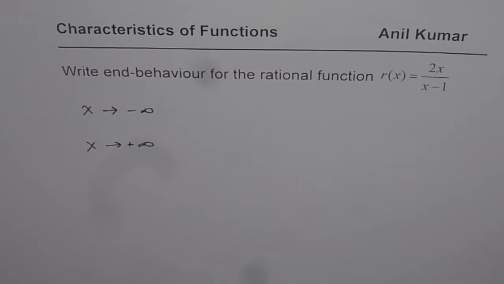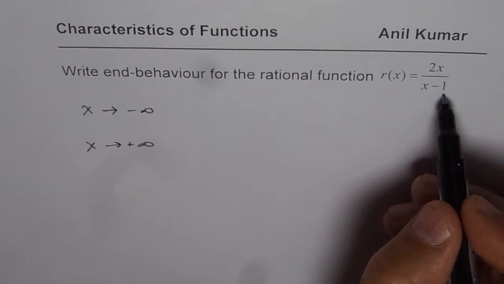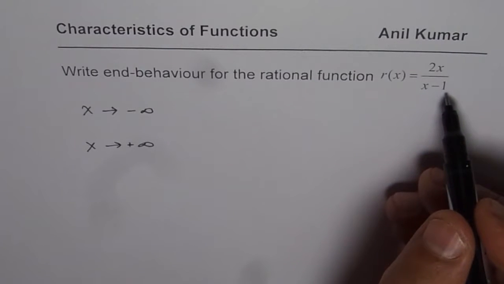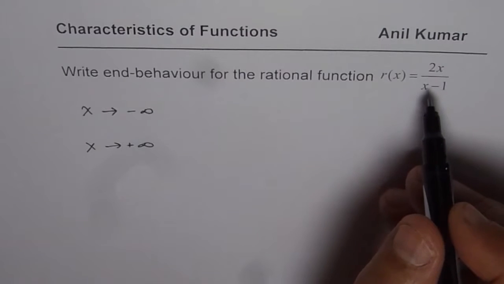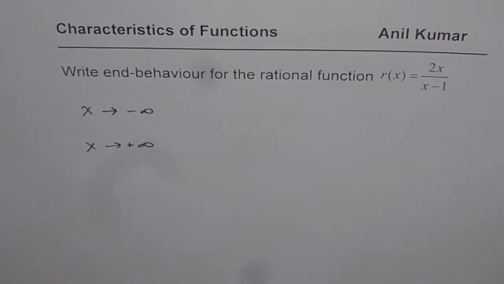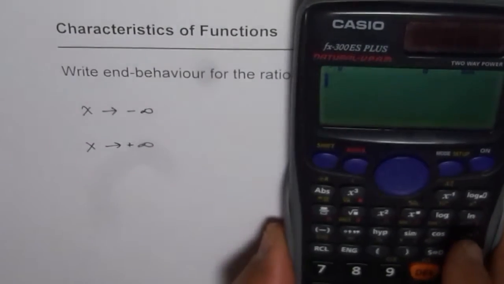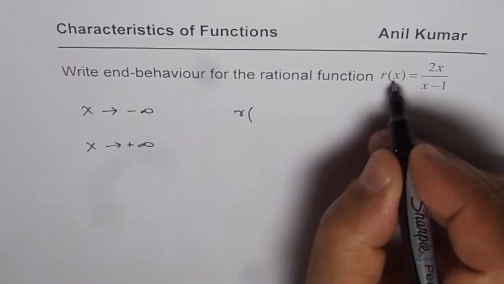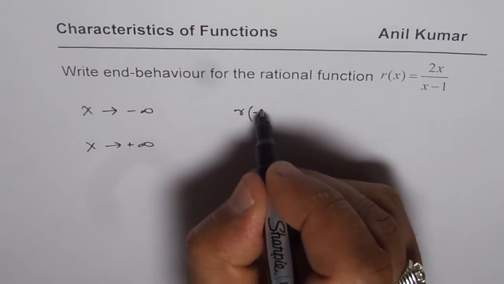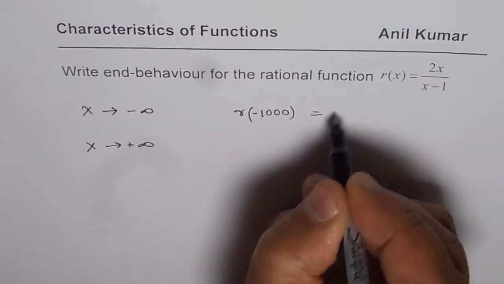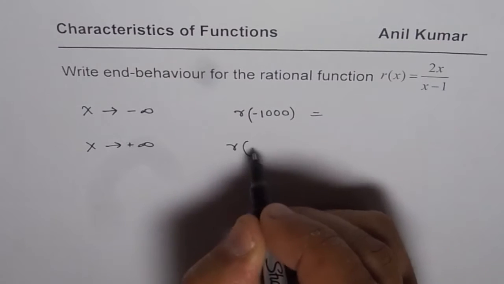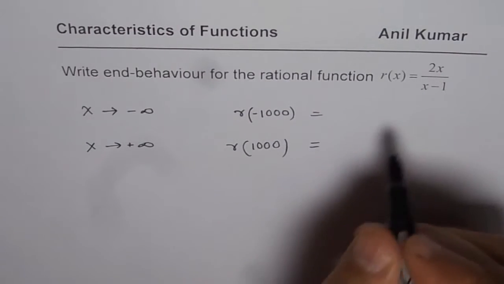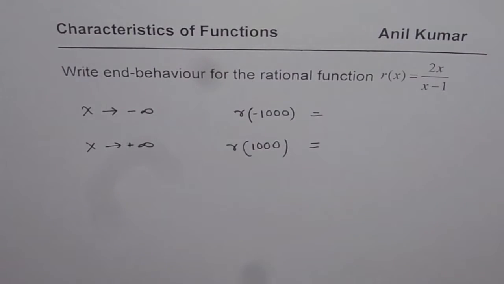Now it is important to understand that if we have numbers like 1 and 2, then 1000 is a very big number, correct? So what we could do is use the calculator and substitute 1000. That means we can find the value of r of x. For negative infinity, we can substitute minus 1000 and find the value. And for positive infinity, we could substitute plus 1000. You could do 100 also in this case, okay? And see what value we approach, right?